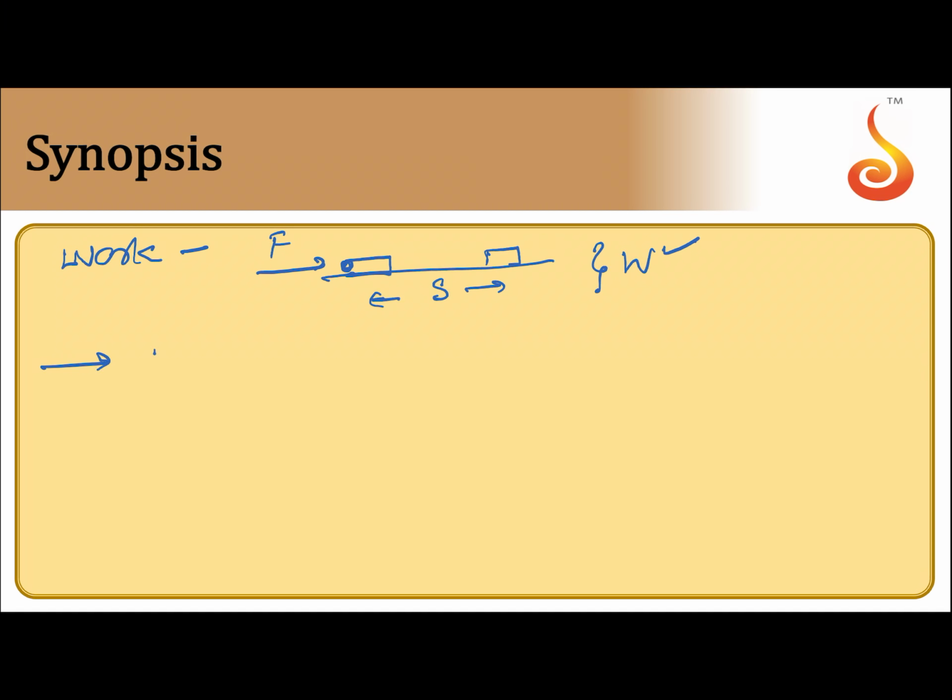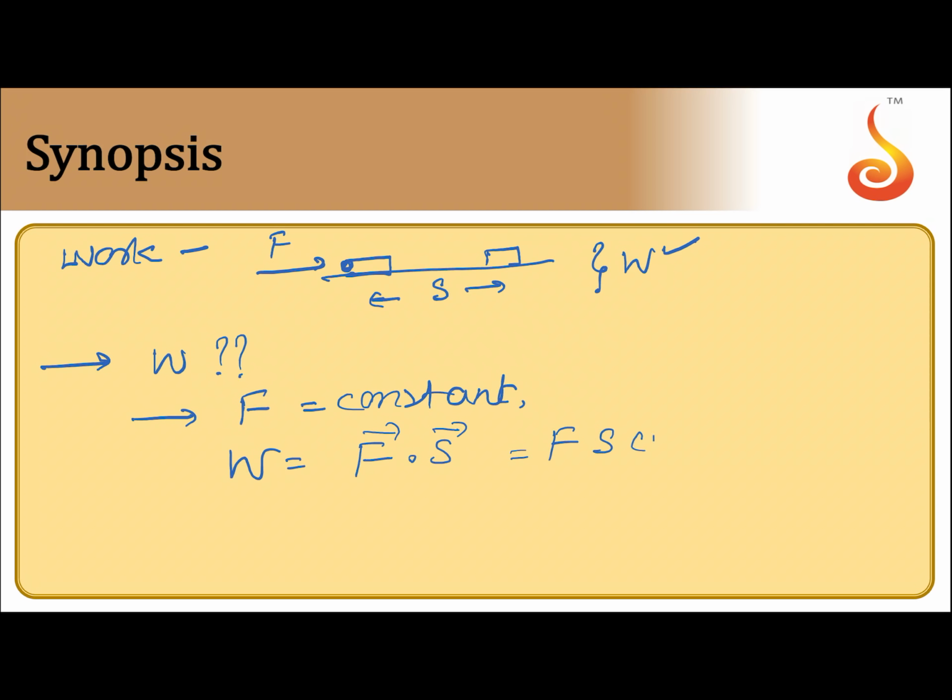Quantitatively speaking, how to calculate the work done? To calculate the work done, we consider two cases. One is if the force is constant. If it is a constant force, the work done by that constant force is given by F dot S, or this is Fs cos theta, where F is the force, S is the displacement and theta is the angle between them. For example, we can consider this case.